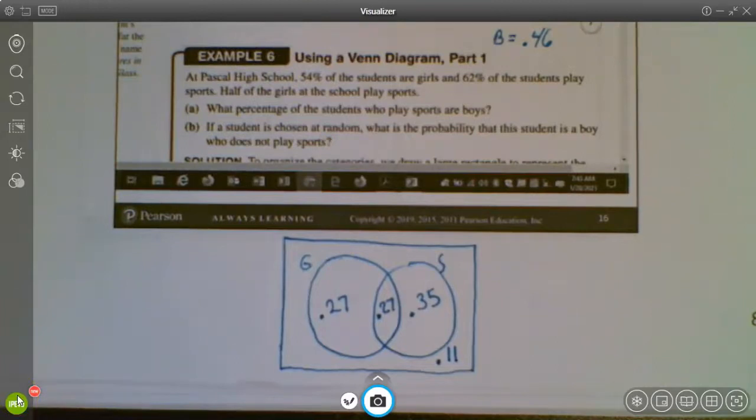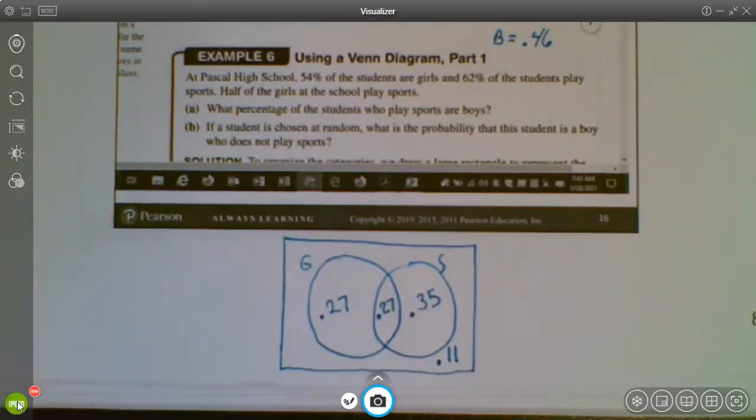Okay, now let's peek at their questions. And this is where it got a little tricky, but we got good percentages to work with. So what percent of students who play sports are boys? As we look at this, remember how we interpret what's in this category right here, right? Since this was girls and sports, and this set was girls, these are people who play sports and are not girls, right? So these are 35% of the students who are playing sports and are not girls.